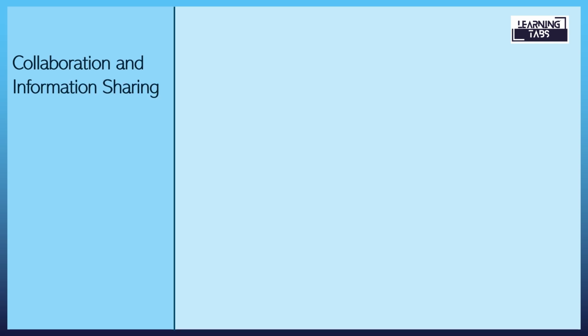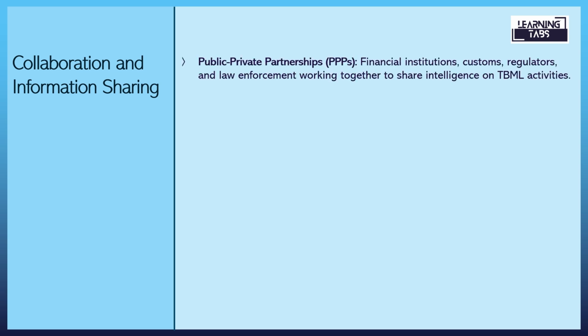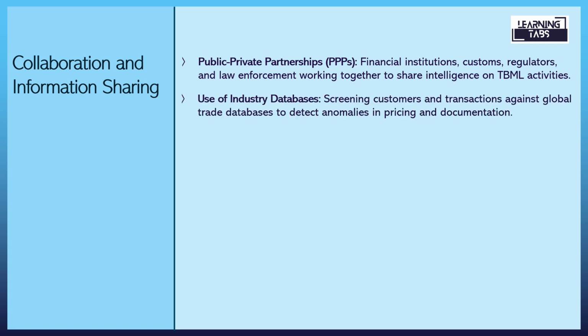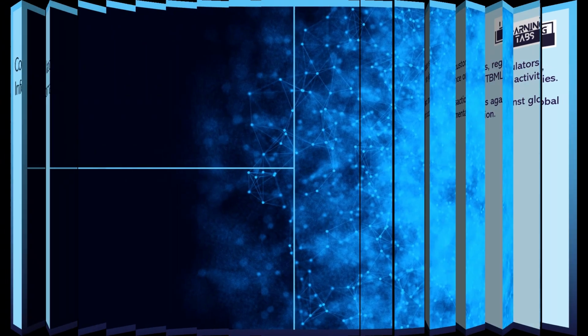Collaboration and information sharing. Public-private partnerships, PPPs, financial institutions, customs, regulators, and law enforcement working together to share intelligence on TBML activities. Use of industry databases, screening customers and transactions against global trade databases to detect anomalies in pricing and documentation.